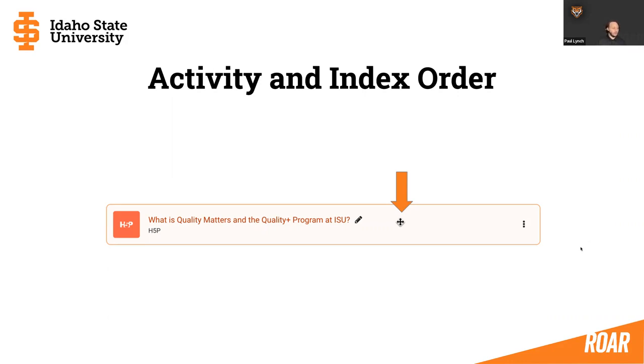So when I make a change in the course sections regarding the order of our activities, that will be reflected in the course index and vice versa. So any change we make to the course index order will also be reflected in our course sections.